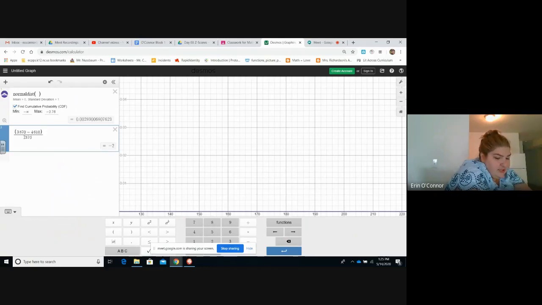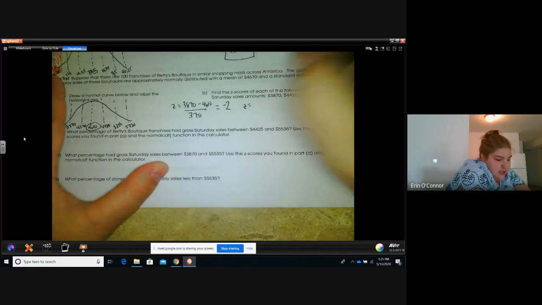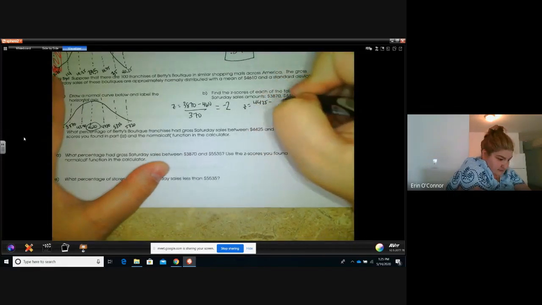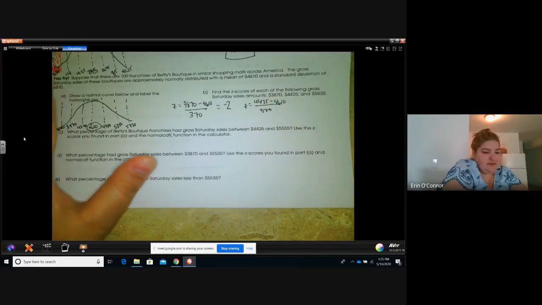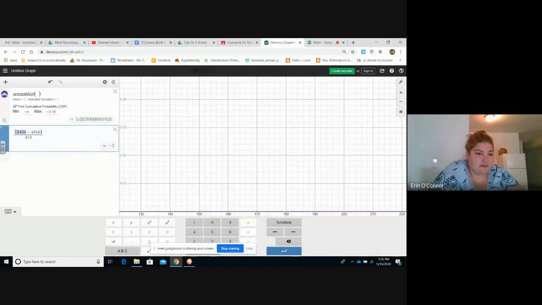For my next z-score, it's 4425 minus 4610 over 370. Let's see what this one gives us. For 4425, I get negative 0.5. And for the last one, 5535 minus 4610 over 370. 5535 is above 2, so that'll be interesting. It is 2.5 above. Okay.